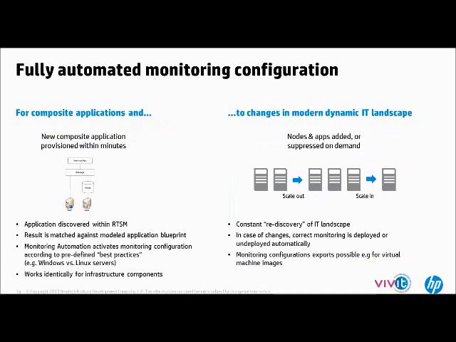How it works, if you notice out here, for composite applications, applications are discovered within runtime service model. The results are matched with an application blueprint for that model, which would be created by the administrator, and the monitoring automation will automatically deploy the blueprint for that particular service. But it keeps constantly discovering the service and not just one time.